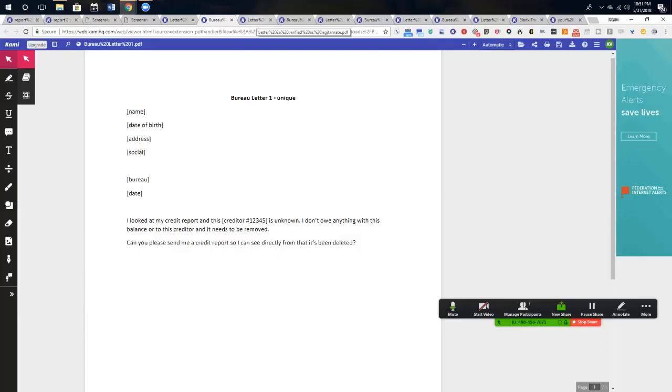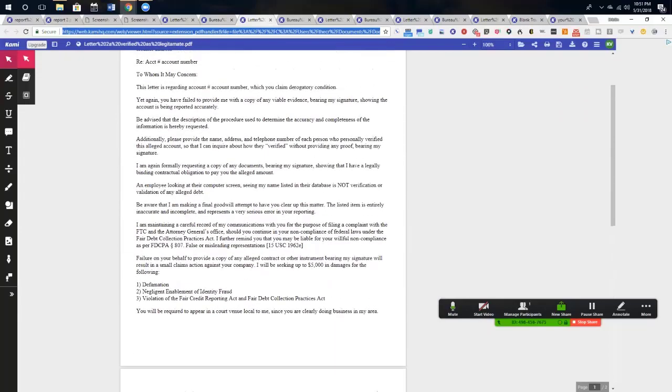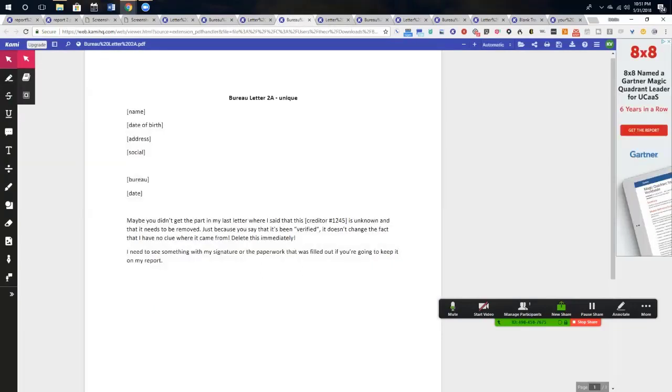Now let's say that they actually respond, being the creditor, and they say, look, this has been verified. You're going to send letter 2A, and this is letter 2A, and it basically says, you said that it's been verified, but you failed to provide me with a copy of any viable evidence bearing my signature showing the account is being reported accurately. Okay, so if that occurs, you're going to send letter 2A to the bureaus.